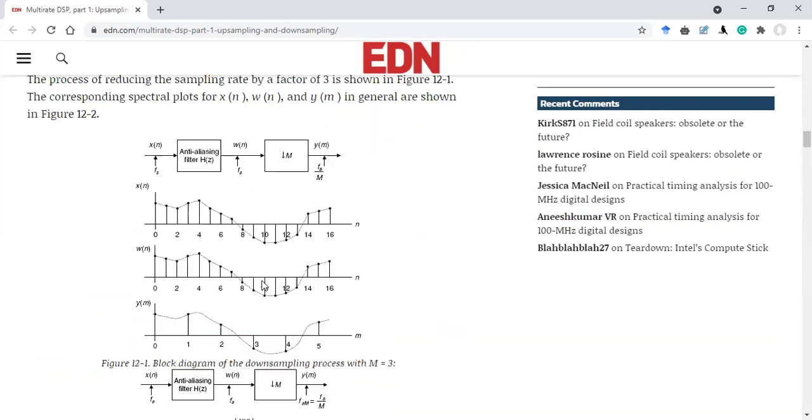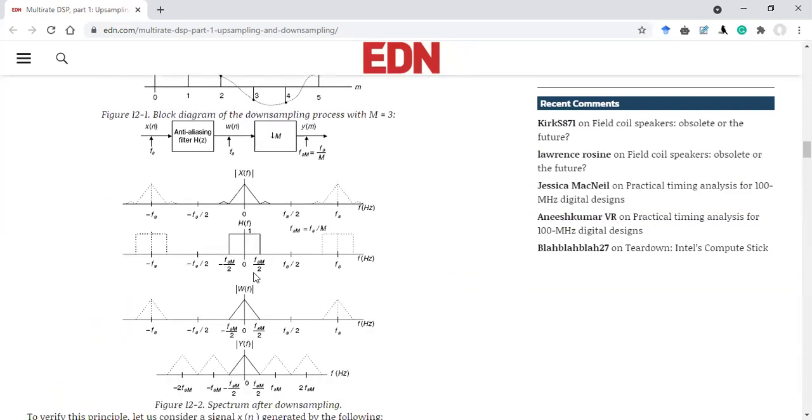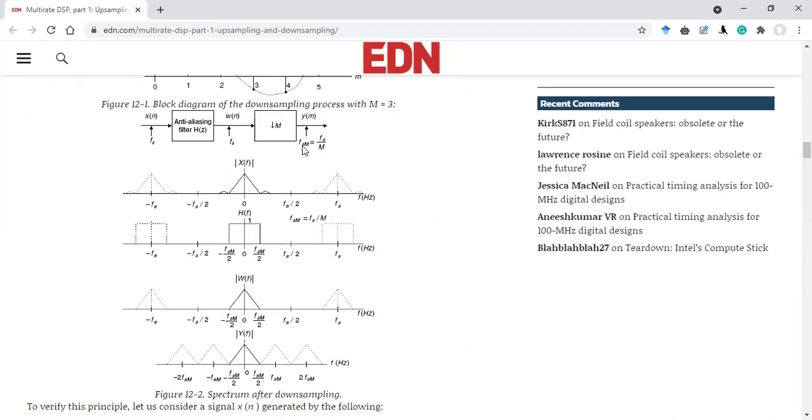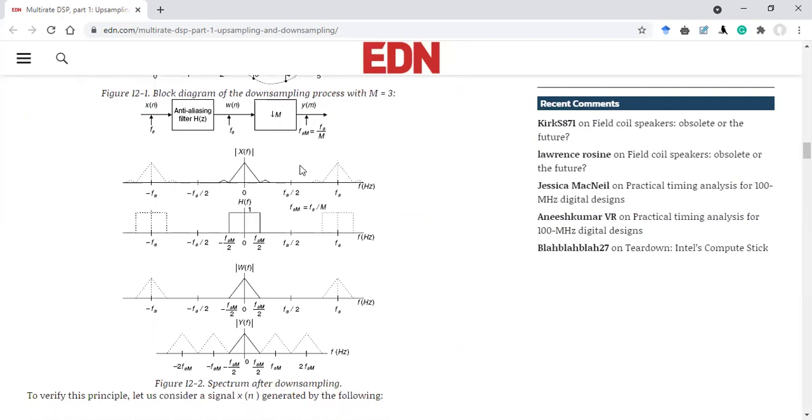For a downsampler, you pass a signal, it is filtered, and then it passes through a downsampler. When it passes through a downsampling block and you start to represent it in terms of normalized frequency, we can see the signal has been folded.